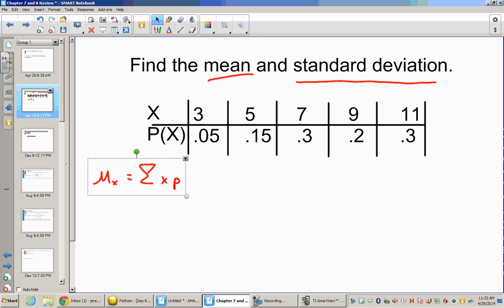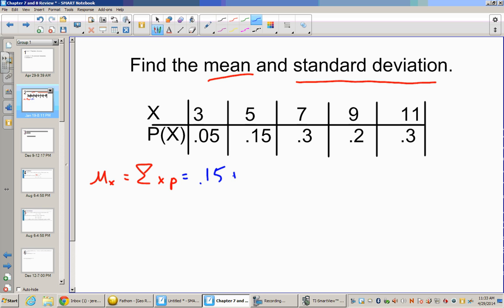So I'm going to take that and move it back a little bit. What we have to do is add up all the x times the p's. So 3 times 0.05 is 0.15, 5 times 0.15 is 0.75, 7 times 0.3 is 2.1, 9 times 0.2 is 1.8, and 11 times 0.3 is 3.3. If I add these all up, I get the value of 8.1.